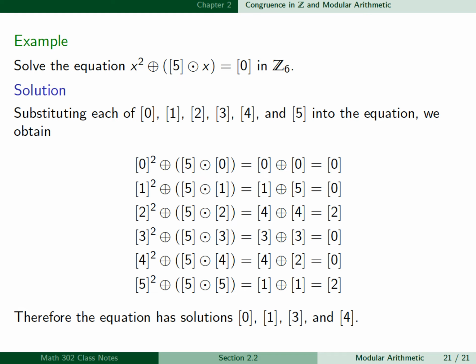So you can see things behave a little bit differently in Z sub 6, because we have a quadratic equation with 4 solutions. That's different from what occurs in the integers, rational numbers, or real numbers, where a quadratic equation can have at most 2 solutions. Okay, so this finishes up section 2.2.